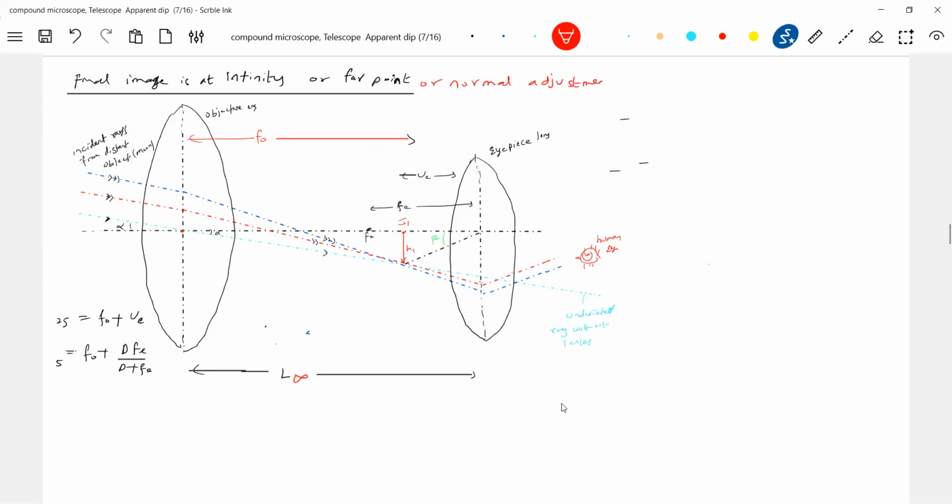This condition, what does it say? I'm viewing the magnified image of a heavenly object comfortably. Any reason for that? The rays will enter parallelly into the eye.